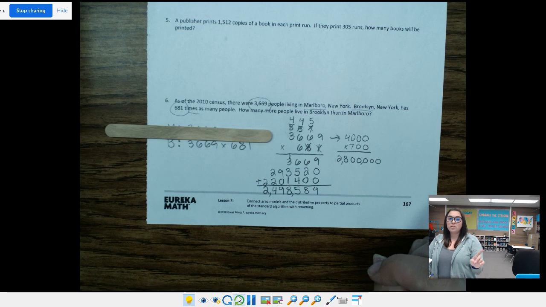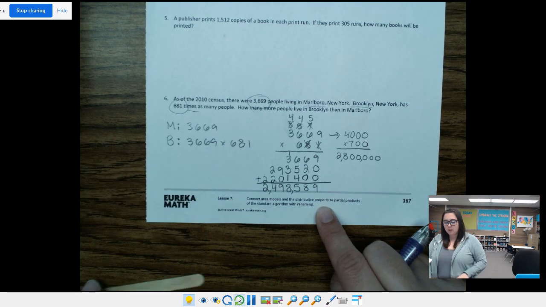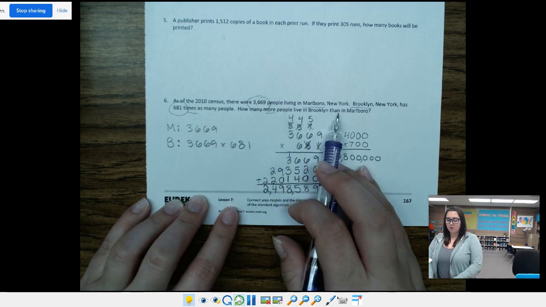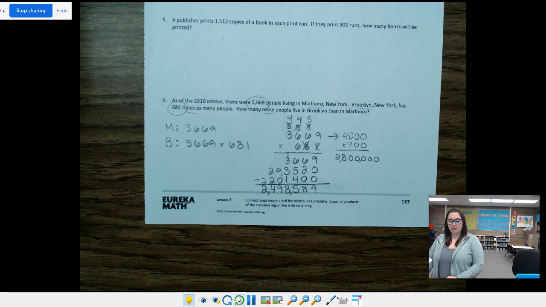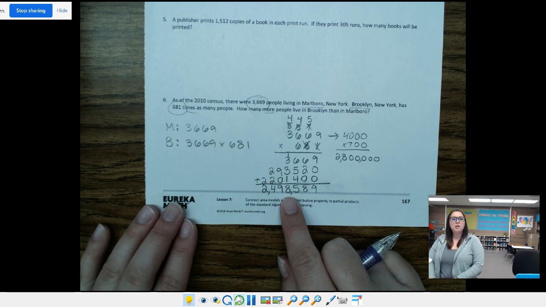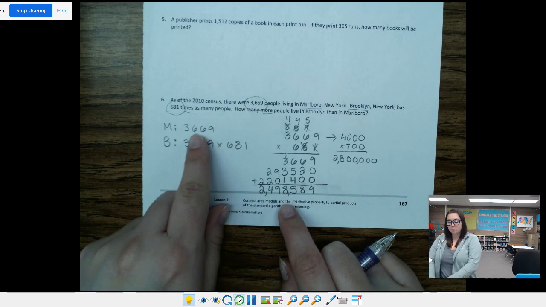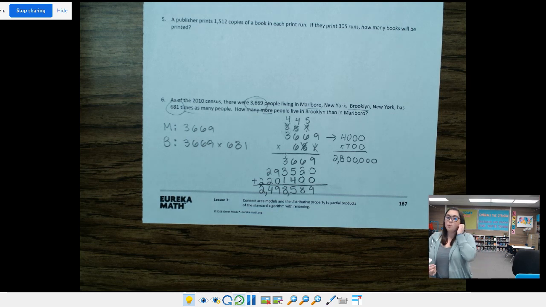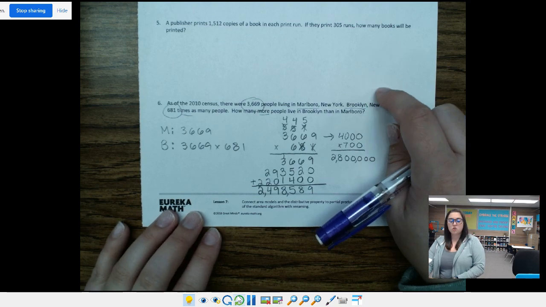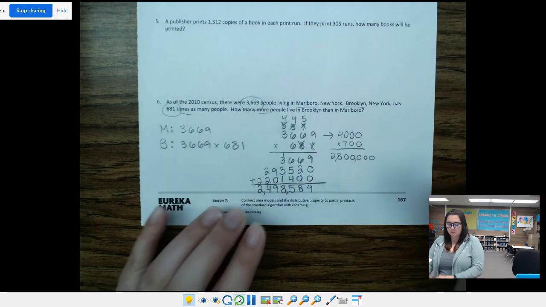But that's not what the question was. They don't want to know how many people live in Brooklyn. They want to know how many more people live in Brooklyn than in Marlboro. So we need to do some subtraction. I'm going to take Brooklyn's amount of people and take away what Marlboro has, and that'll tell me how many more people live in Brooklyn. I'm going to solve my subtraction up here because I'm running out of room.